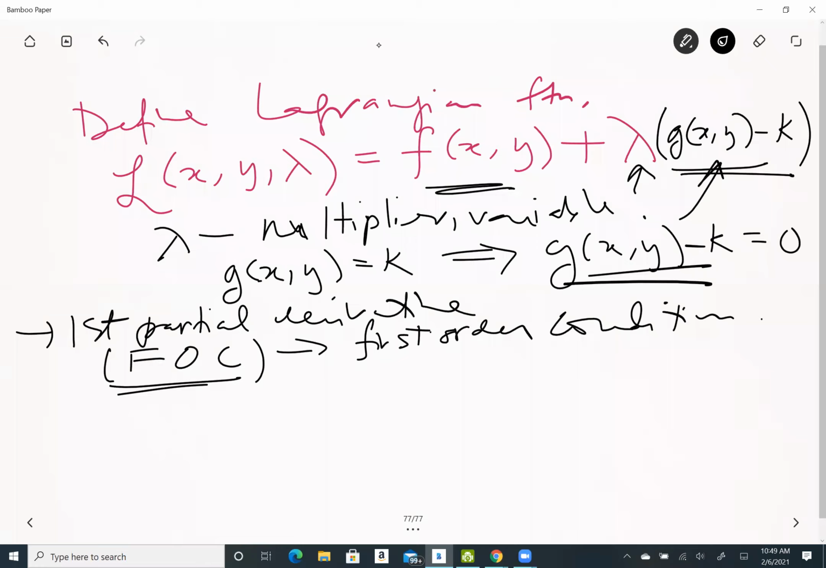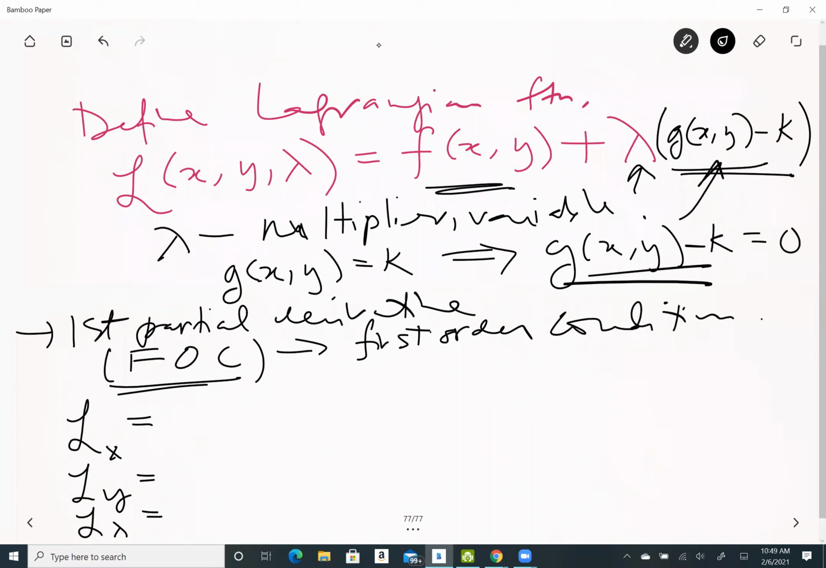So what you need here is, since there are three variables, I need to differentiate L with respect to x, and then differentiate L with respect to y, and then differentiate L with respect to lambda. So here there are three partial derivatives.